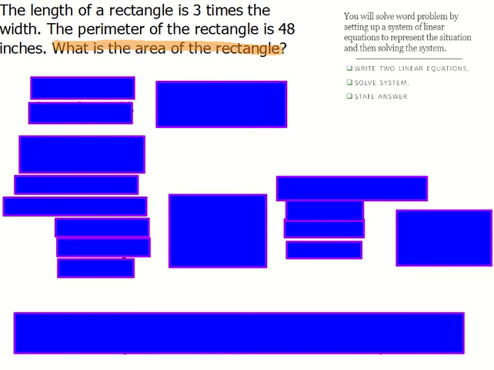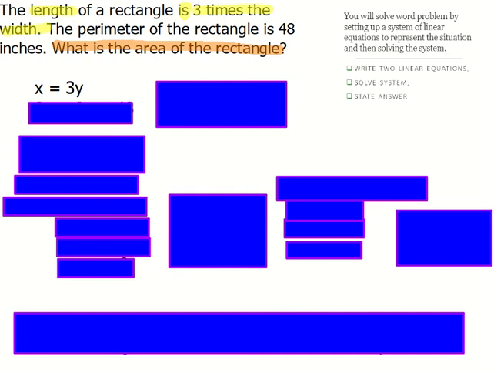So you need to first of all know the length and the width, because area is length times width. So to find the length and the width, I'm going to set up a system of linear equations. The first sentence tells me that the length is 3 times the width. So I'm going to use x for the length and y for the width. So the length equals 3 times y.